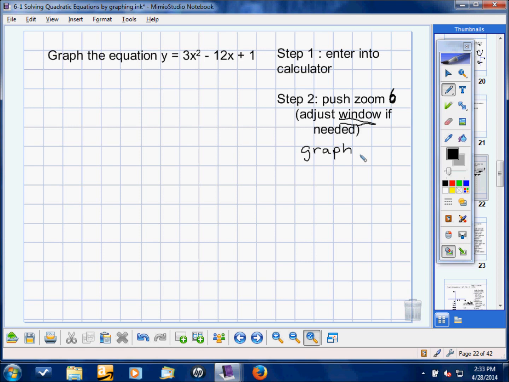Is there anybody who's not on this screen right here? Right now, I want you to have your parabola showing. So push your window button, and make room down at the bottom. Got it? Okay, good, that's what that was about.